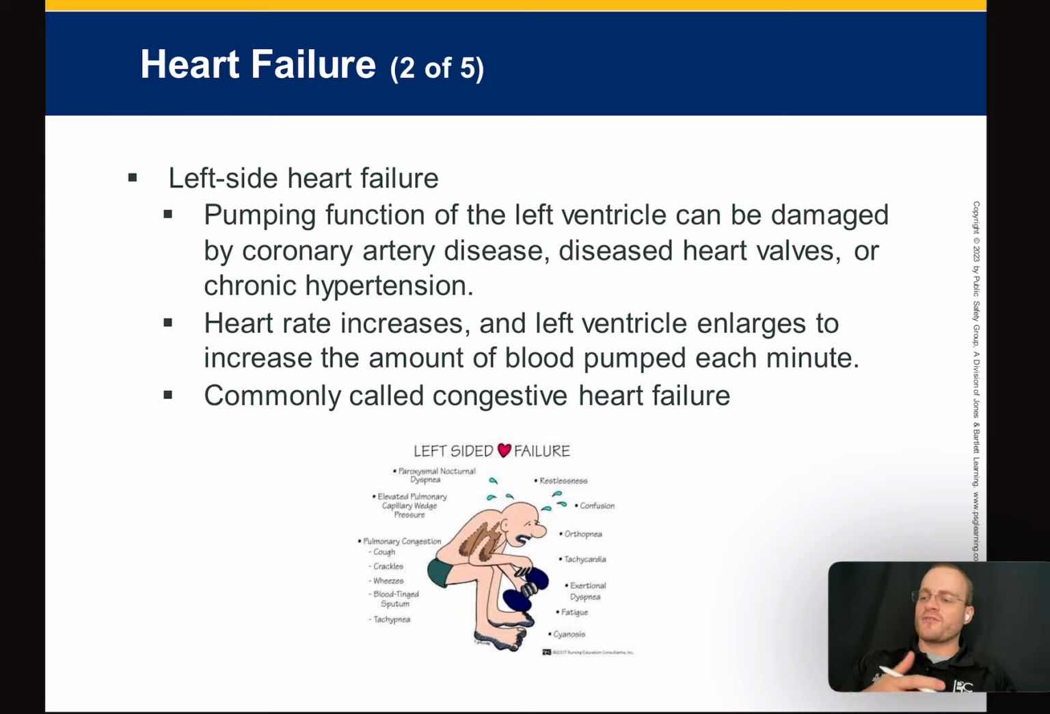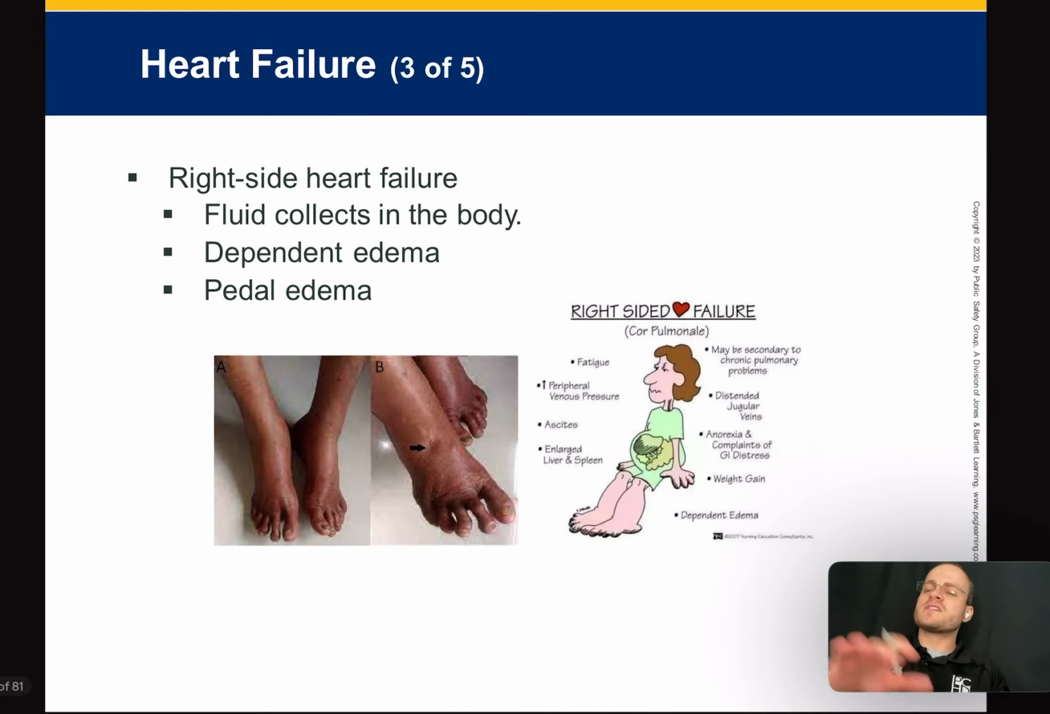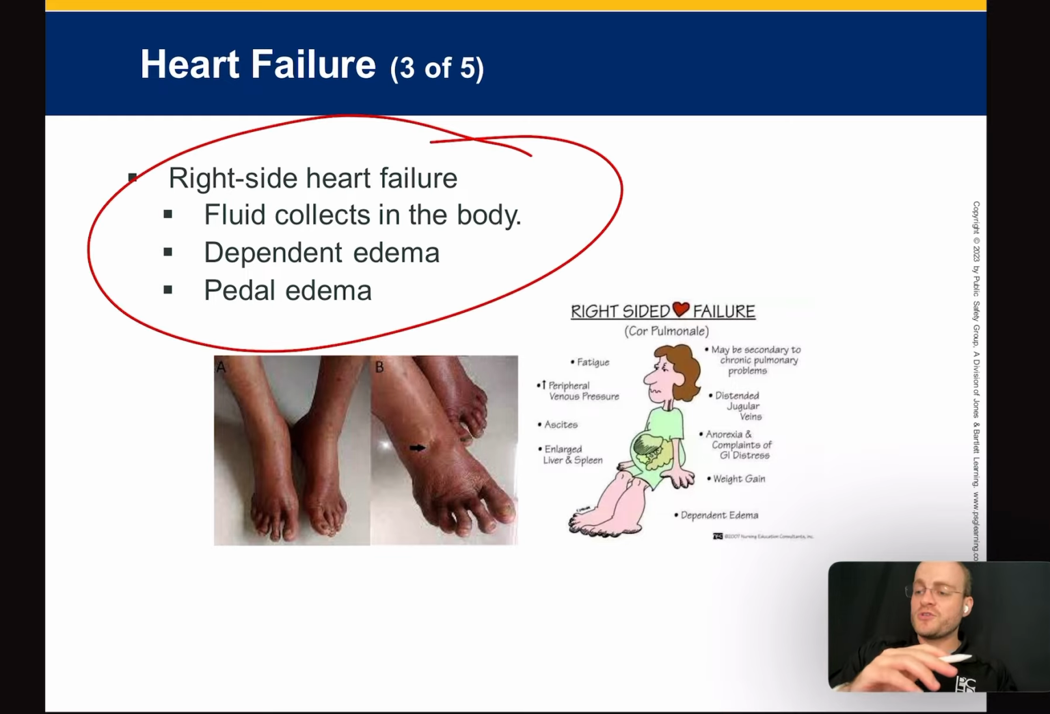That's left-sided heart failure. So think left lung. See what I did there? The L's, right? Left equals lungs. So there's fluid backing into their lungs. Left-sided heart failure, most common form of heart failure, as opposed to right-sided heart failure. Remember, these commonly go together, but right now we're splitting them apart. Right side, and yes, you need to know these.